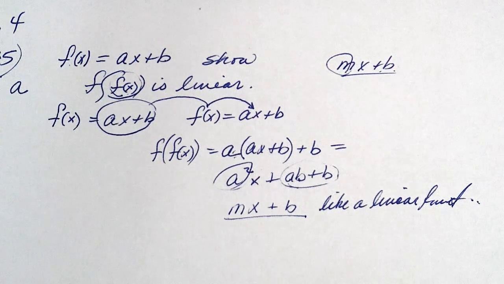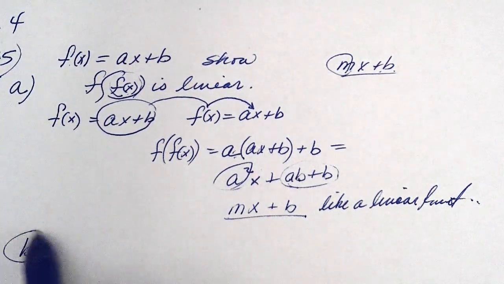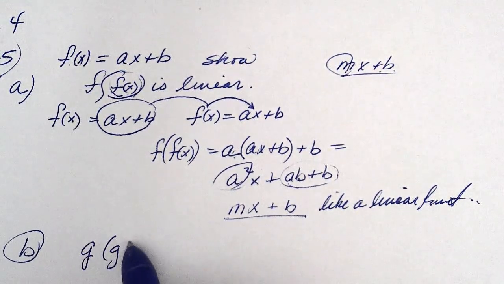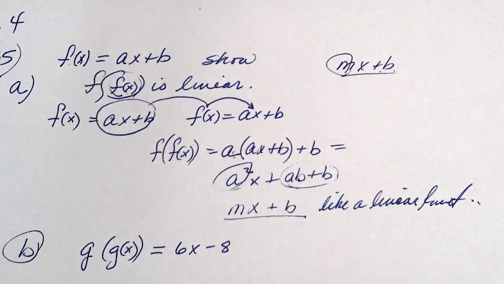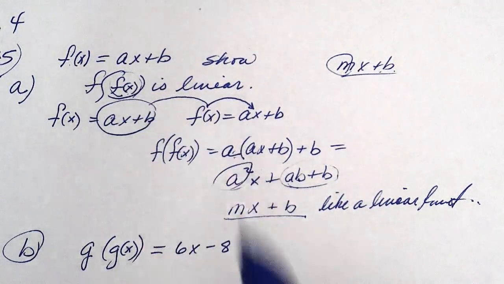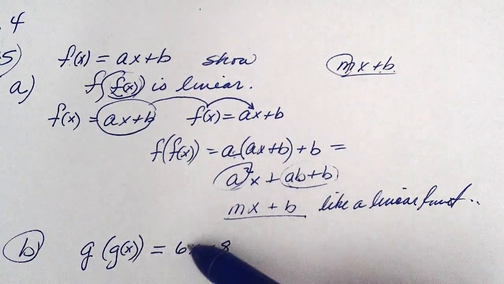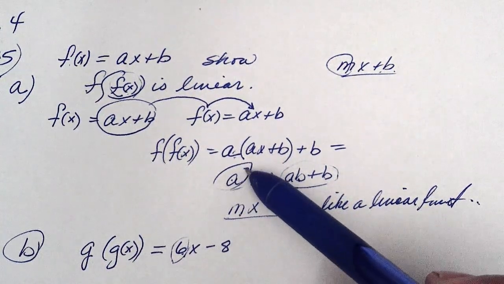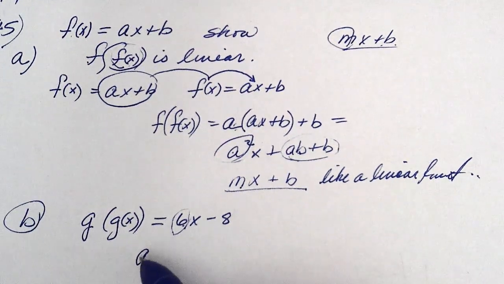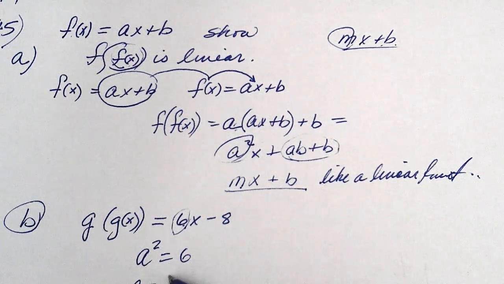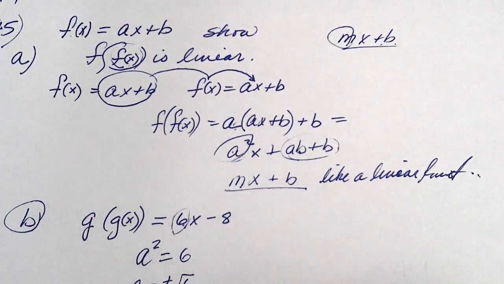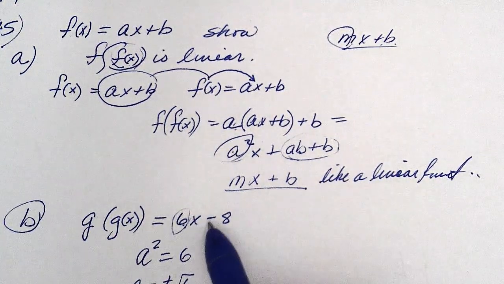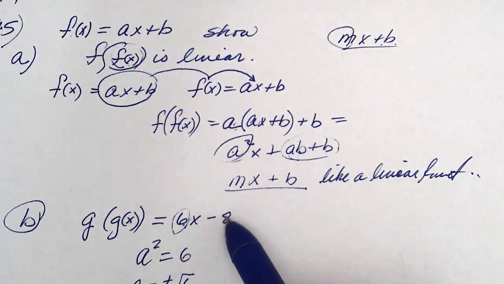Then on this problem, part B, g of x wants to come out to be 6x minus 8. Well, if we're doing a function of itself and it comes out linear, the function probably was linear like it said up here. So the slope of the result is 6, so that must be the a squared. So a squared is 6, which means a could be plus or minus the square root of 6. There'll be two answers to this, but we'll go with one for right now. And ab plus b would have to be negative 8.